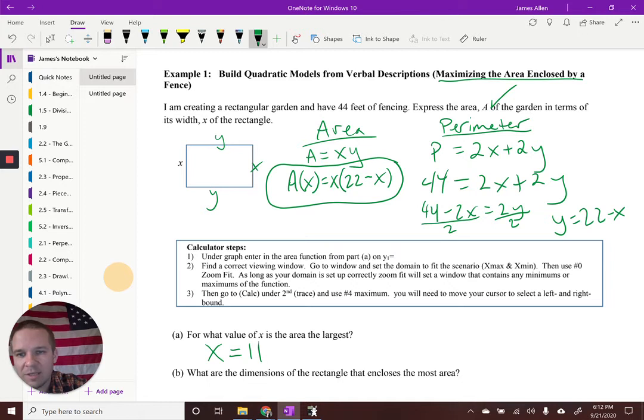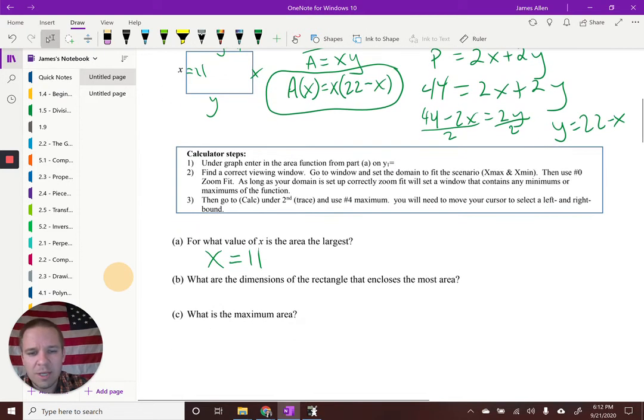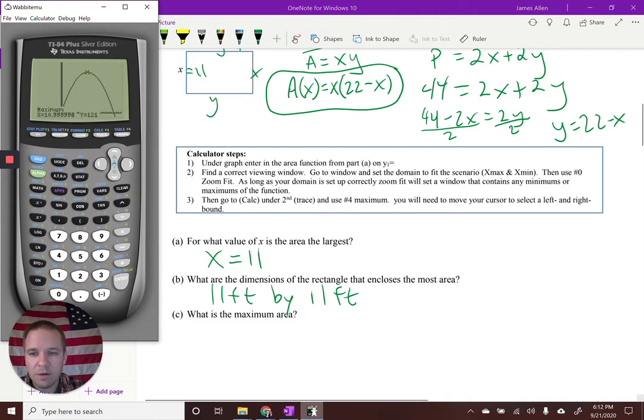Well, if x is 11, then what would my y value be? If I plug it in over here to this guy that was already solved for y, I'd have 11 for the y as well. It's a square. That's not as fun, but we're going to get somewhere that's not a square. Don't you worry. You can ask for more fun. What are the dimensions of the rectangle? So 11 feet by 11 feet. And the maximum area was that y value, the 121, because that is our function.